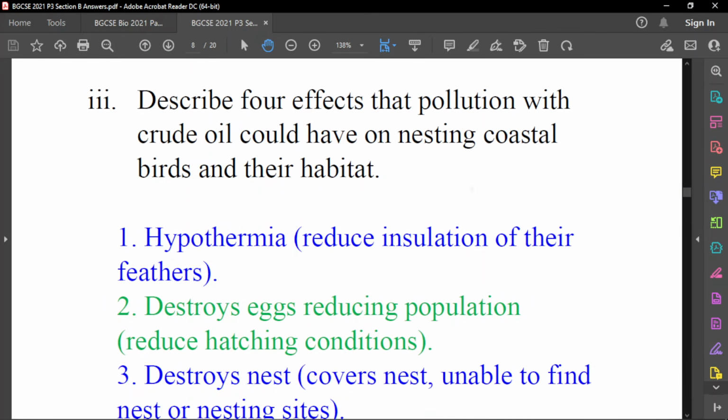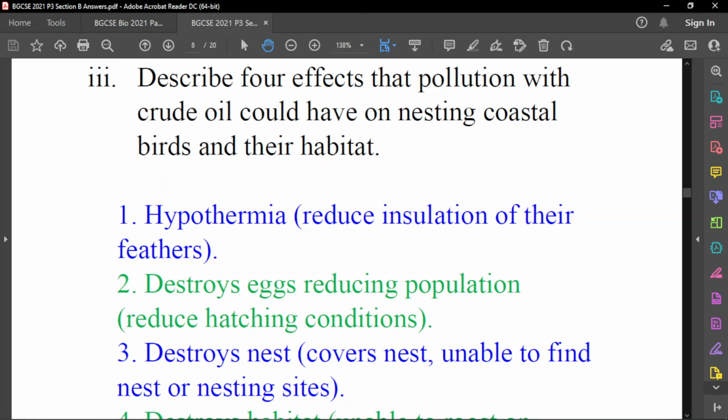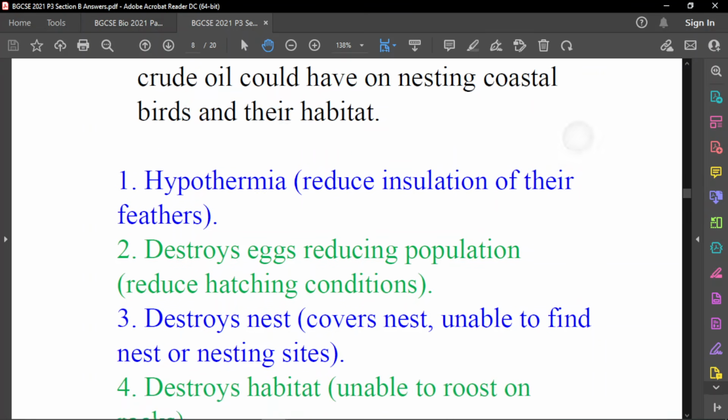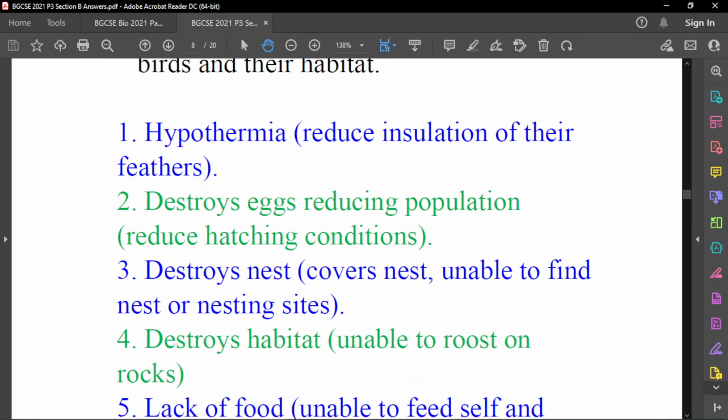So when we say nesting coastal birds, we're talking about birds that have their nest on the coast and lay their eggs on the coast. The habitat may be on the rocks or in the sand, because some birds you may see burrow in the sand to lay eggs. So one thing here for crude oil: if crude oil catches onto the feathers of these animals, they may end up in a state of hypothermia.